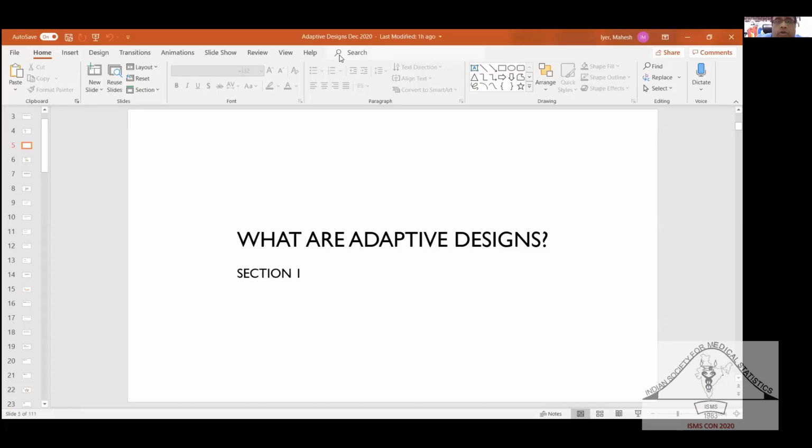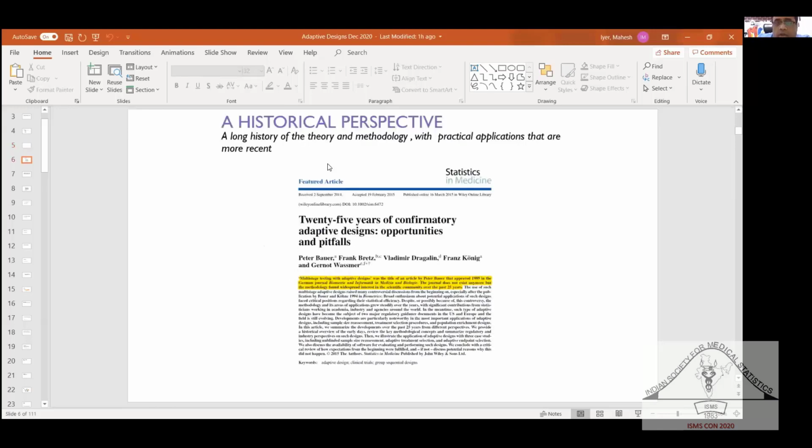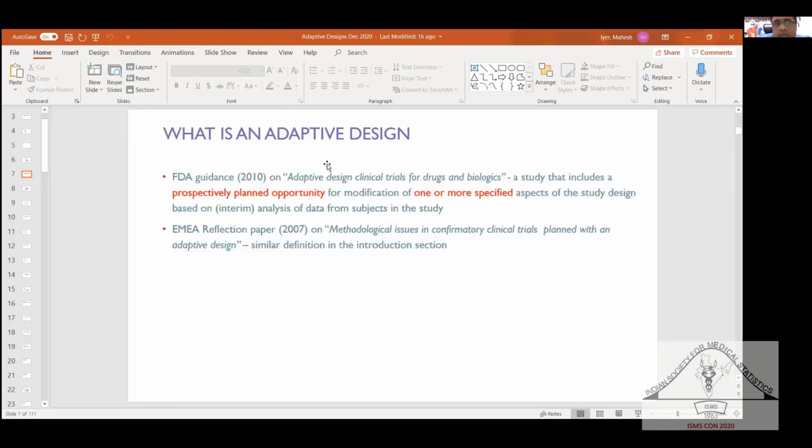So let's start with what adaptive designs are. Both of you are kind of right. Adaptive design, to go with what Dipti was saying, is defined as this: if you take the FDA guidance or the EMEA reflection paper, it is a study that includes a prospectively planned opportunity. Pay attention to the words highlighted in red.